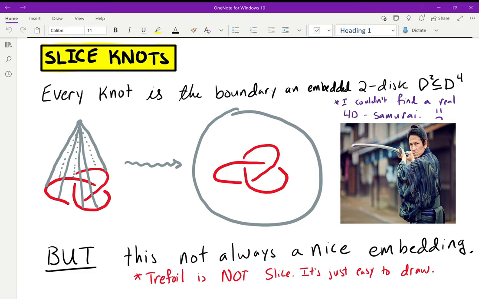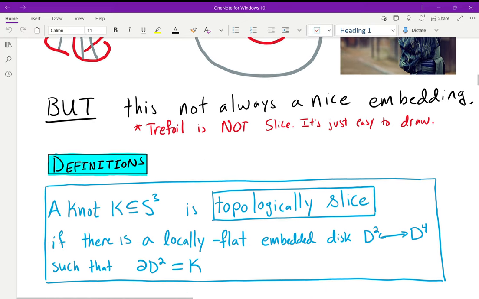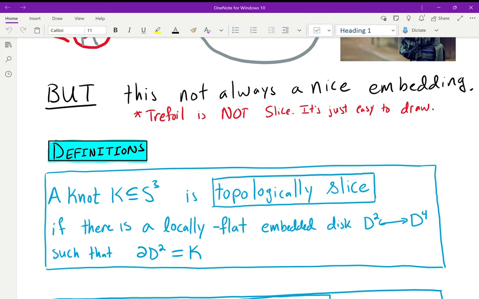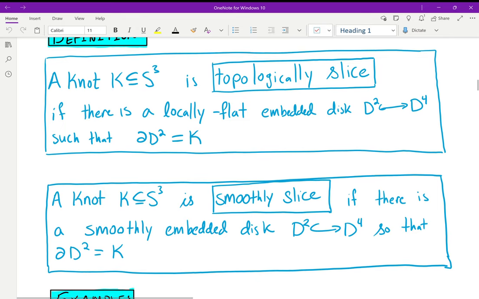Well, you can mean this in two sorts of ways. One way is you could talk about topological sliceness, which means that there's a locally flat embedding into the four-ball so that the boundary of the disk is the knot in question. And we also have a smooth version of this, where it's the same story, but instead of a locally flat embedding, we're talking about a smooth embedding. Questions there about these definitions?